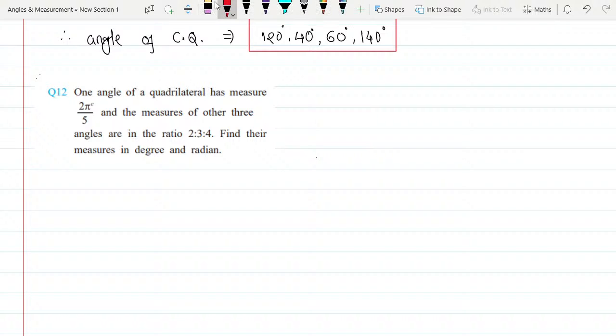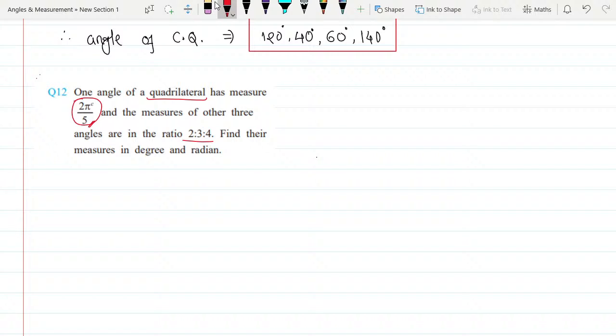One angle of the quadrilateral has a measure 2 pi by 5 radian, and the measures of the other three angles are in the ratio 2:3:4. Find their measures in degree and radian. First of all we have to understand quadrilateral. What do you mean by quadrilateral? It has four sides, and one angle is given as 2 pi by 5. The measures of the three angles are in the ratio 2:3:4.